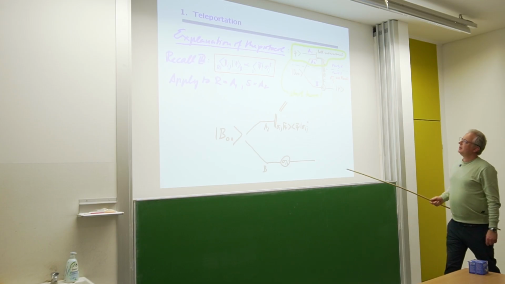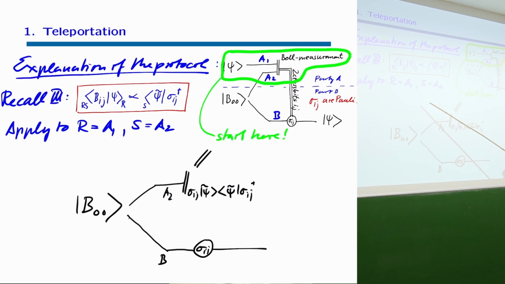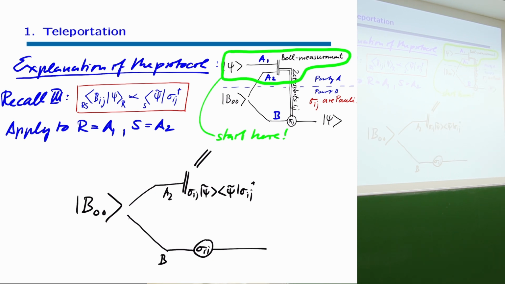Now we apply this one relation that we had, that involves the bra of a Bell state and the unknown state ket on the first system. So this relation we use now, and we apply it as follows. What was a general system R here, the unknown state, is now system A1. And what was S here is now system A2, so the other particle. So we specialize to these and use this relation.